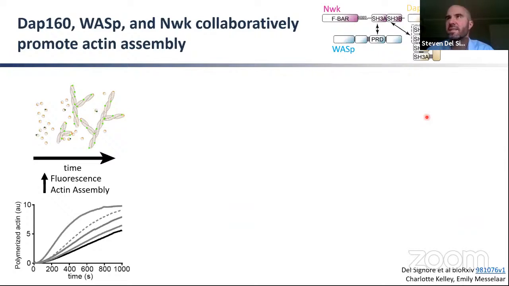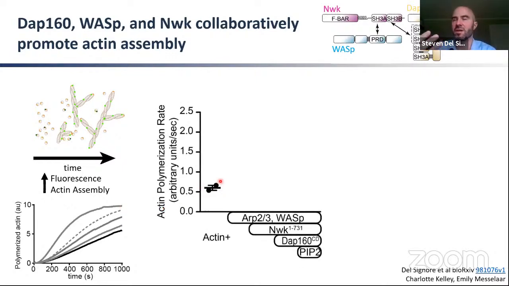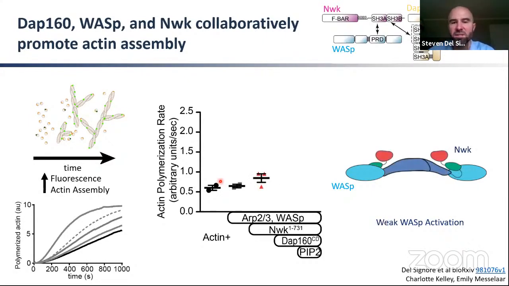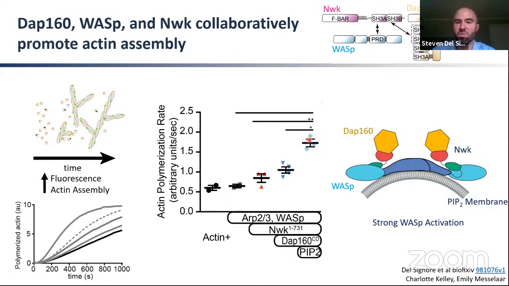And so I'm just going to highlight a couple of the biochemical studies that we did that I think illustrate the main function of this collective module. So this is a pyrene actin assembly assay. So basically, the fluorescence increases over time as actin assembly increases. And what we find is that actin alone doesn't assemble very well because it's nucleation limited. Adding WASp doesn't really do much because it itself is autoinhibited. Adding nervous rec to this mixture has only a very incremental effect, as does adding DAP160. But then combining all of the proteins together with lipids, so with synthetic membranes, we get finally this robust activation.